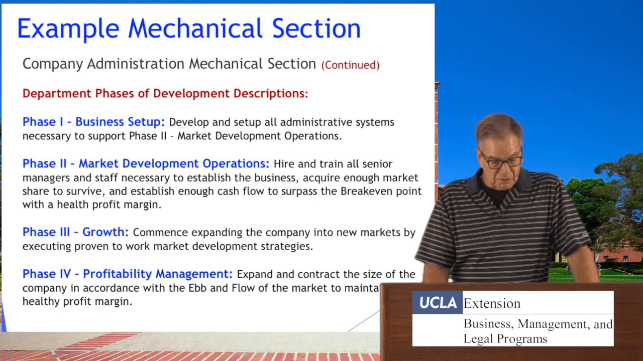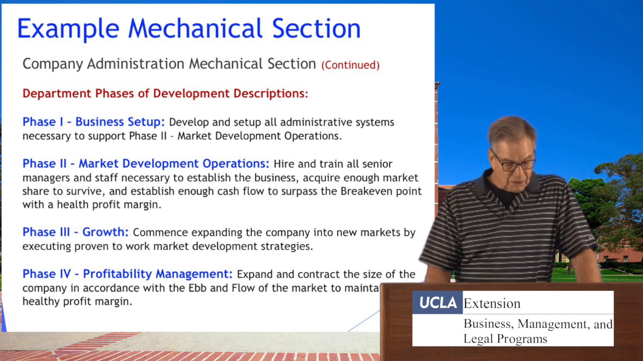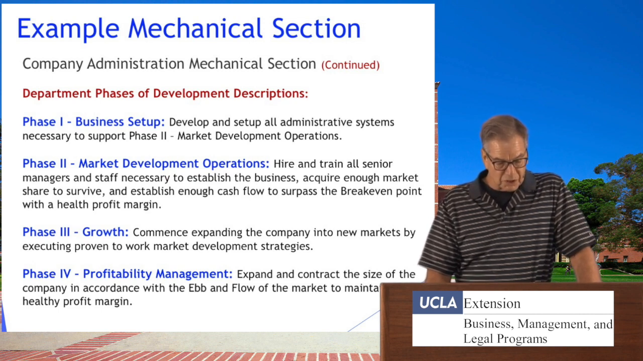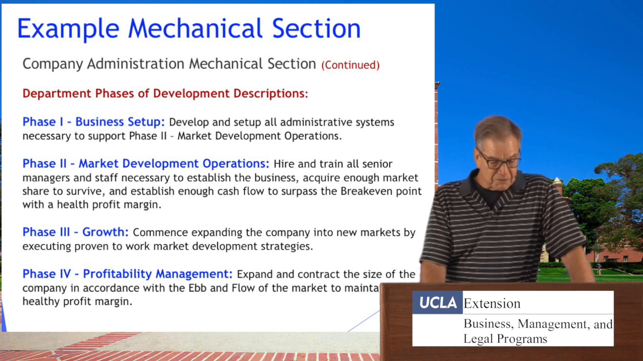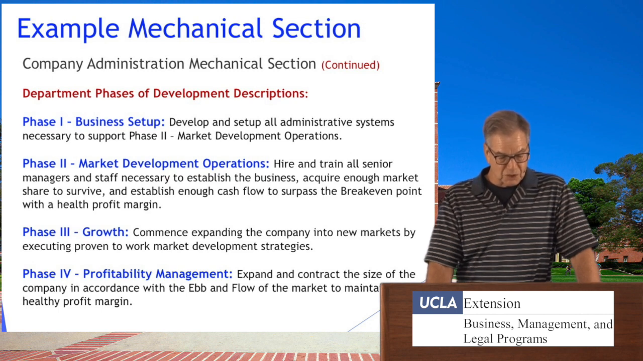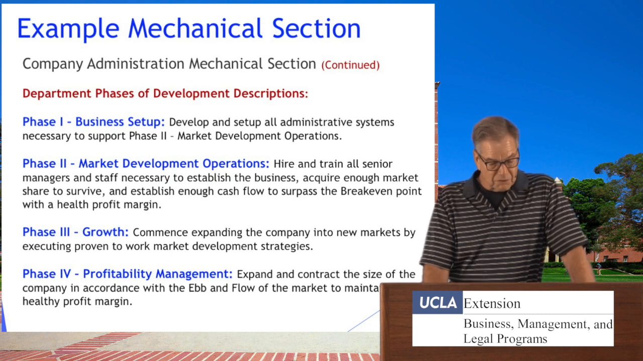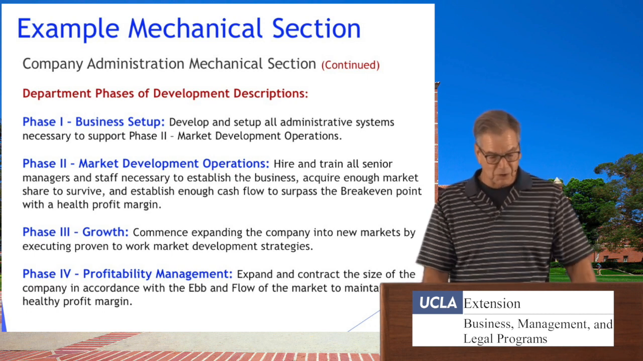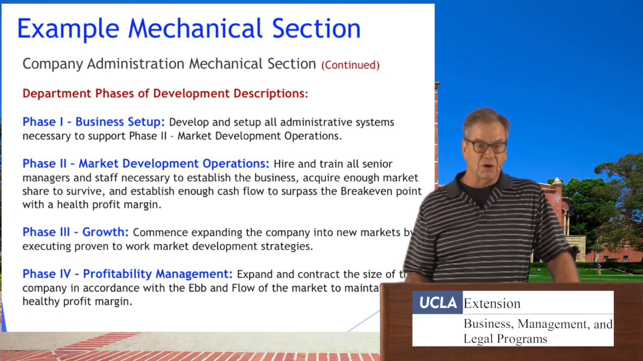Phase 3, growth: commence expanding the company into new markets by recruiting and executing proven-to-work market development strategies. This is creative writing here. Phase 4, profitability management: expand and contract the size of the organization, the size of the company, in accordance with the ebb and flow of the market to maintain a healthy profit margin. So that gives you some idea of the four-part format for a mechanical section.